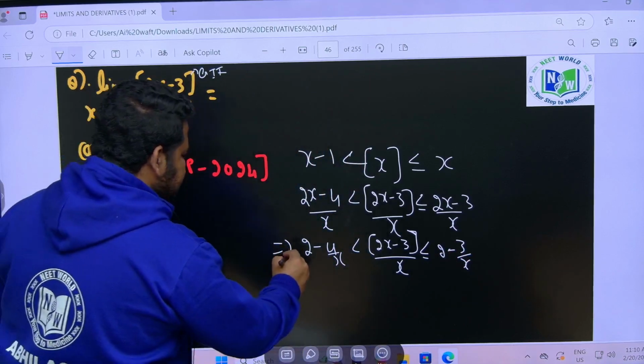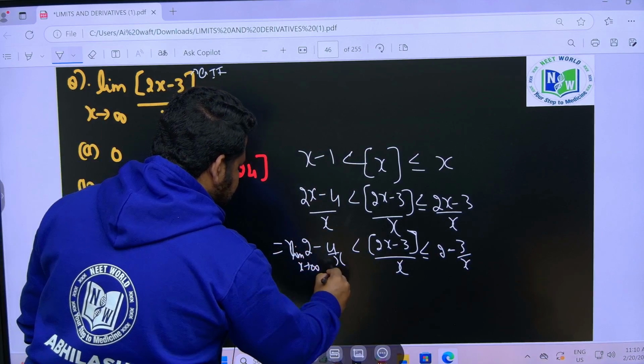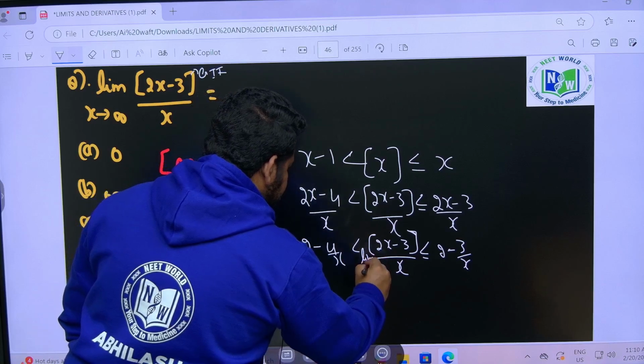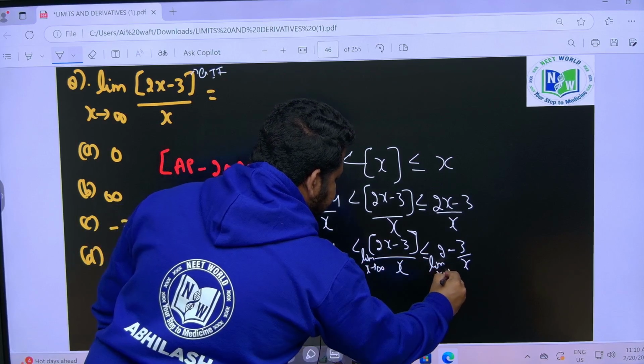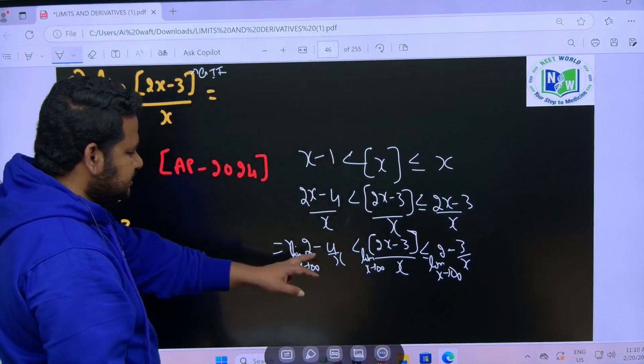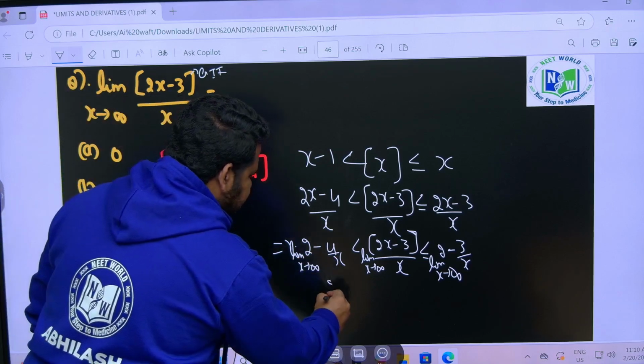Now if I apply the limit as x extends to infinity, what will happen, friends? This value will become what? 4 by x, 4 by infinity will be 0. So this value will be equal to 2.